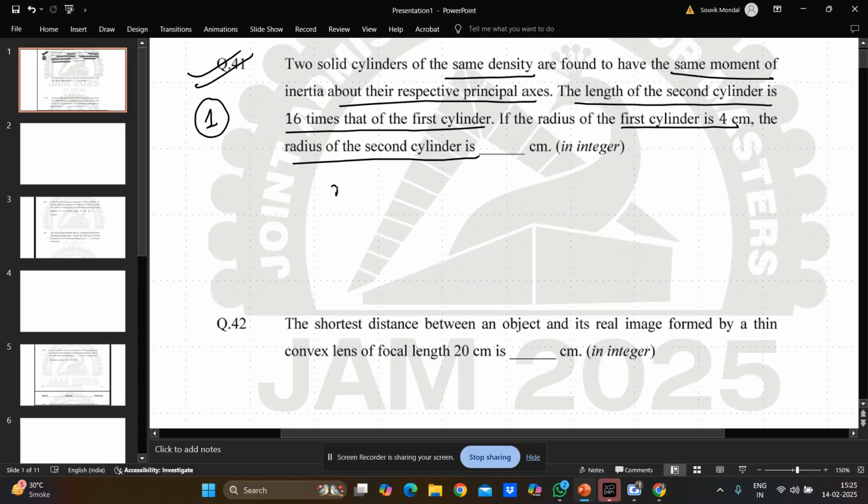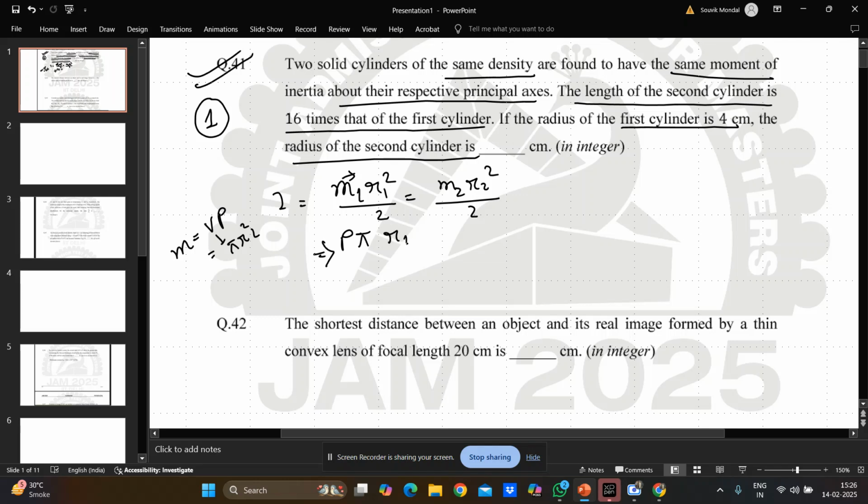Okay, so they are telling us that m1 r1 square by 2 is equal to m2 r2 square by 2. So this is the first thing, that the moment of inertia is fixed. Next, their densities are fixed. So if we assume density is some rho, what is the cylinder mass? Mass is equal to volume into density. And volume is simply pi r square L, pi into radius square into length. So for this, m1 gives rho pi r1 square into r1 square L1, that means r1 to the power 4 into L1, is equal to rho pi r2 to the power 4 into L2, right?